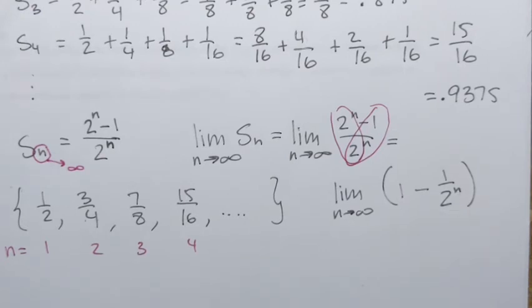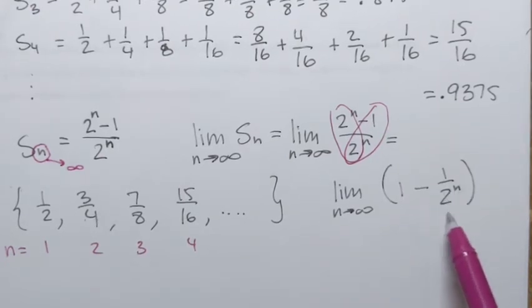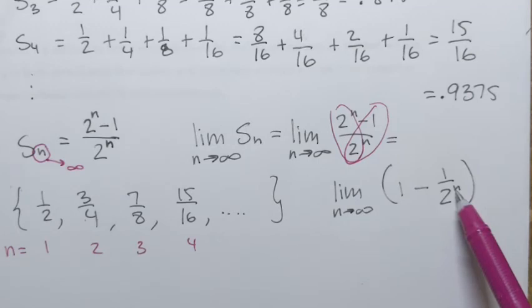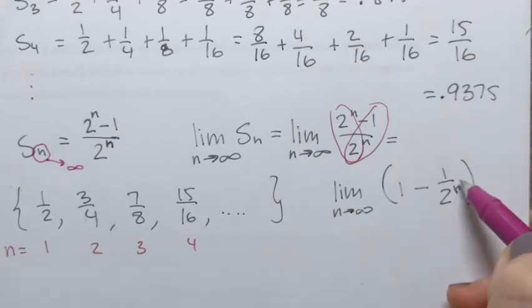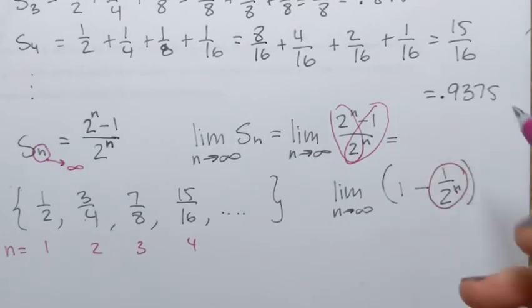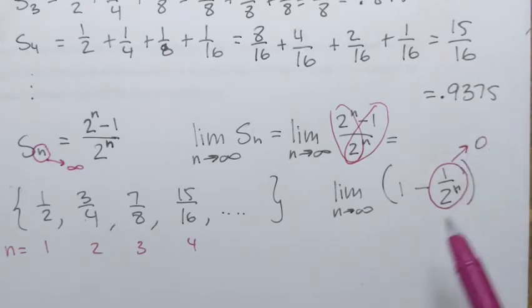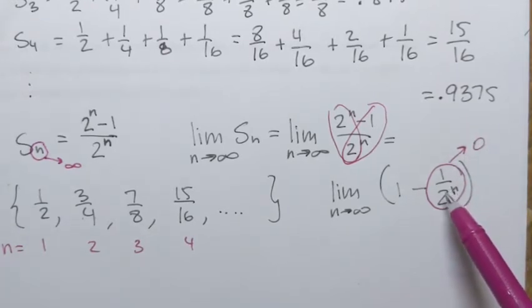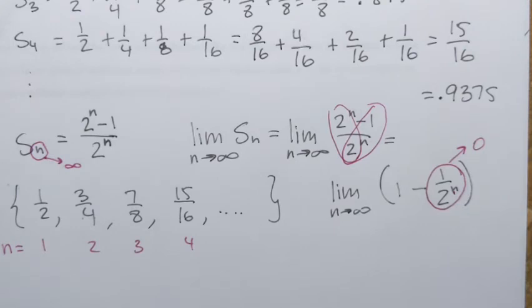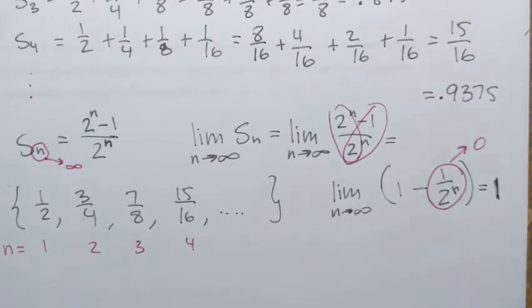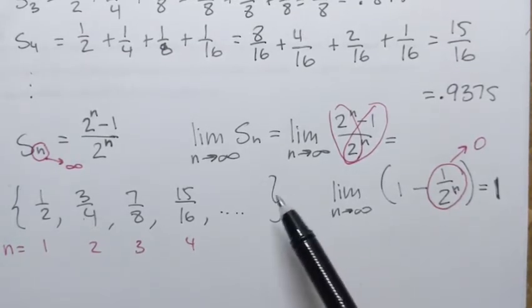Well, the denominator gets infinitely large as the power approaches infinity. That means that the overall quantity approaches 0, right? As the denominator grows, the fraction becomes smaller and smaller, so it approaches 0. Well, that means that the limit is 1, right? The limit equals 1. And what does this mean in the context of our problem?